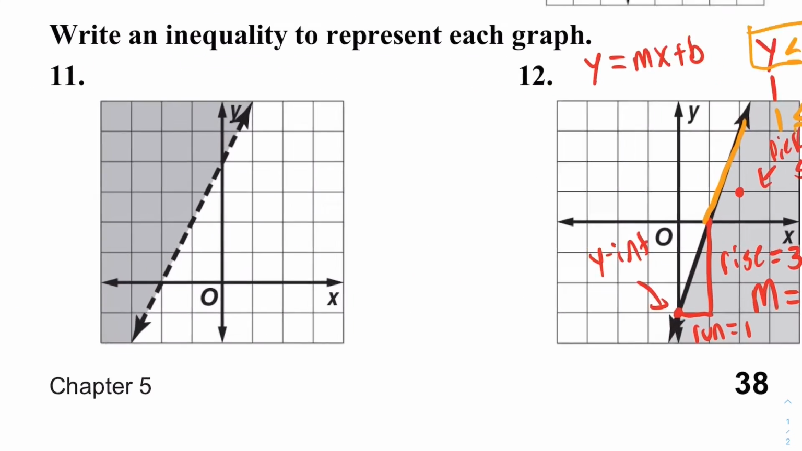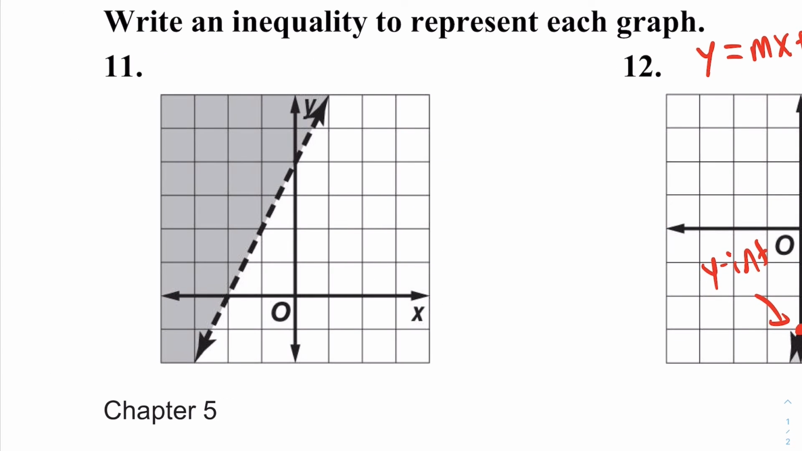Okay, I'll do one last example. The easiest thing to start off with is the y-intercept. This one's 4. It's a positive 4. Then find the slope. So we need 2 points. And it looks like we're going to go over 1, up 2. That's a slope of 2.